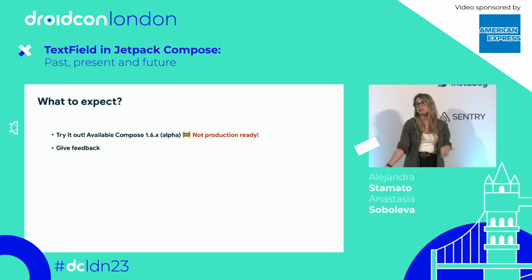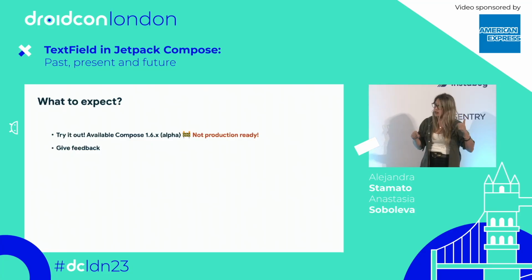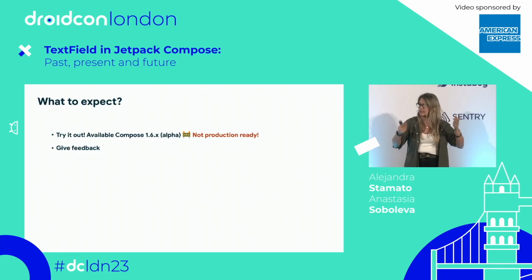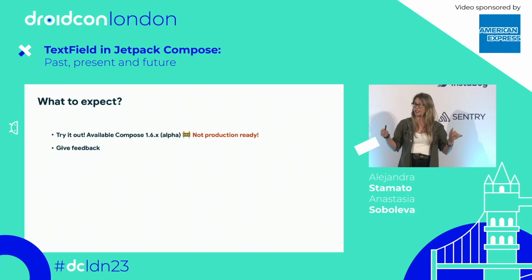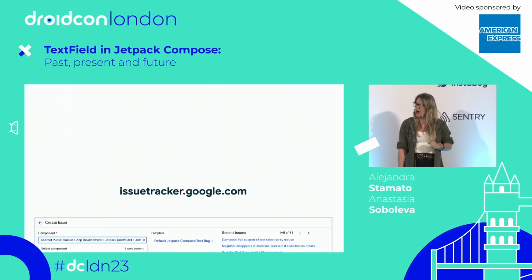And after you try it out, the best thing that you can do is give the team feedback. Think about all of these complex editing use cases that you're using in your app, and think if they accommodate the current API, because there ain't no better time to communicate this than right now, because the team is working on this right now.